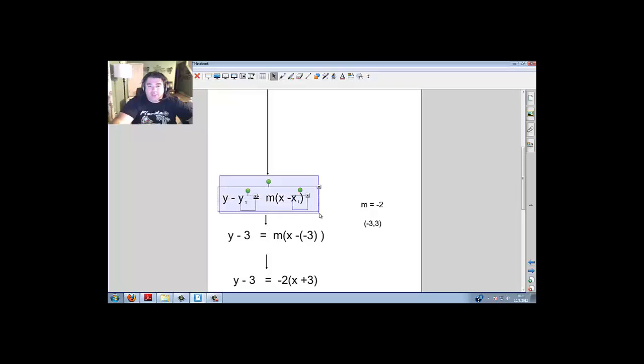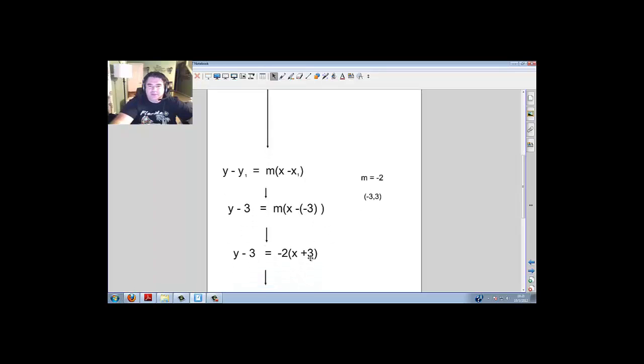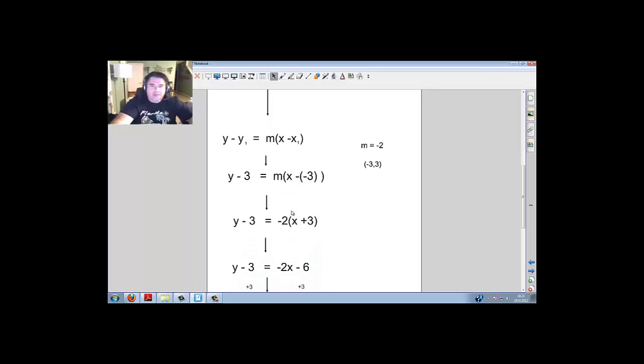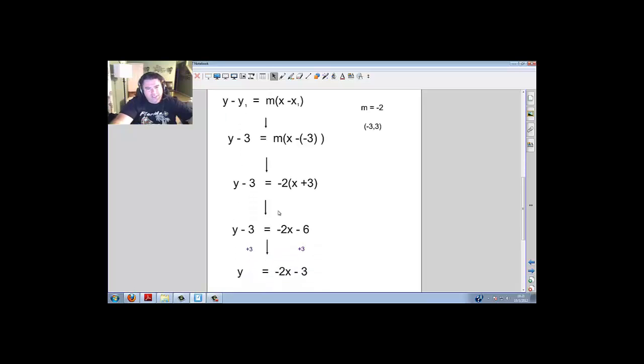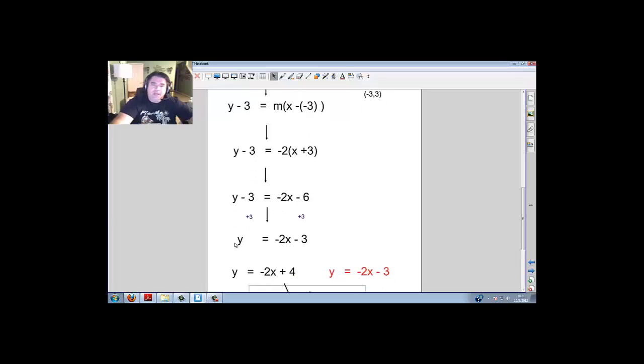Now I have my point-slope form. I'm just going to go ahead and plug in the x value, which is negative 3. And I know I have negative 3, but hang on. And this y is right here, so y minus 3. And slope's negative 2. Step 1, two negatives make a positive. Okay. Next, times them all by negative 2. So negative 2 times x is negative 2x. Negative 2 times 3 is negative 6. And now instead of minus 3, I add 3. Add 3 to one side, add 3 to the other. And I get y equals negative 2x minus 3.